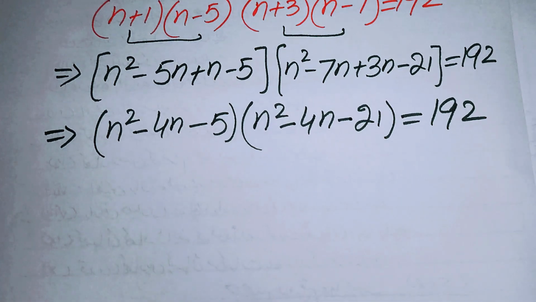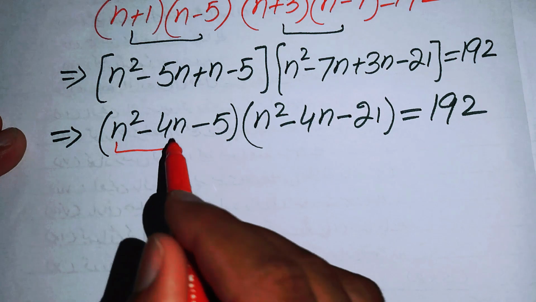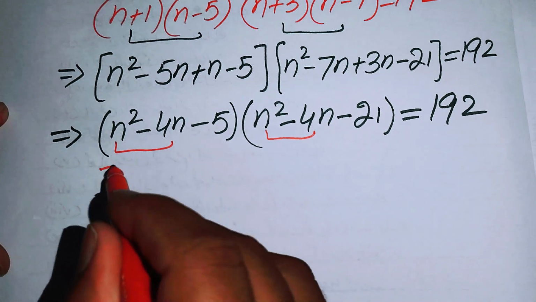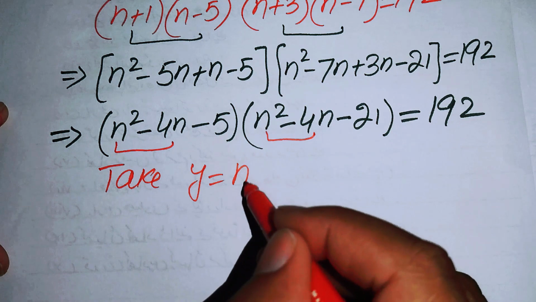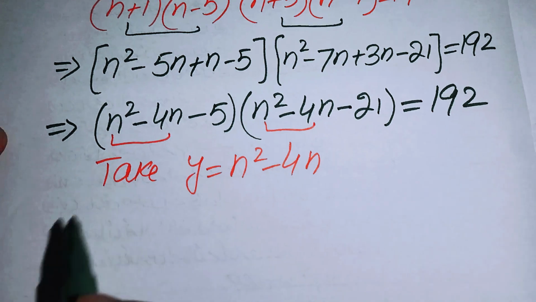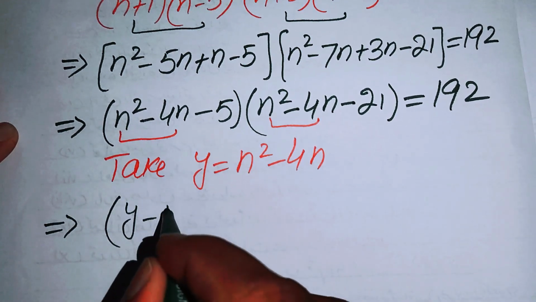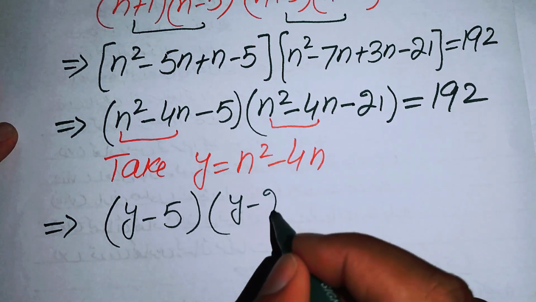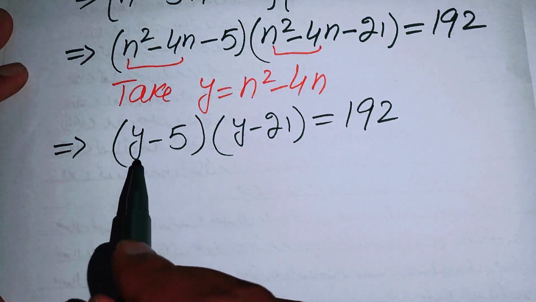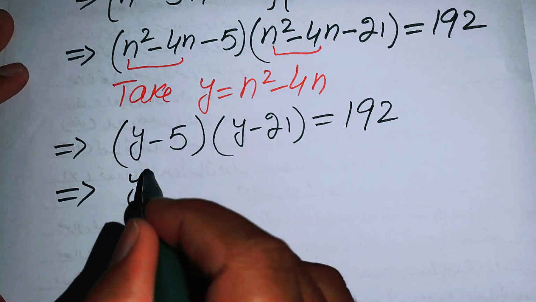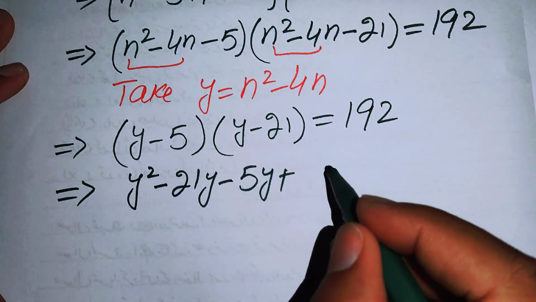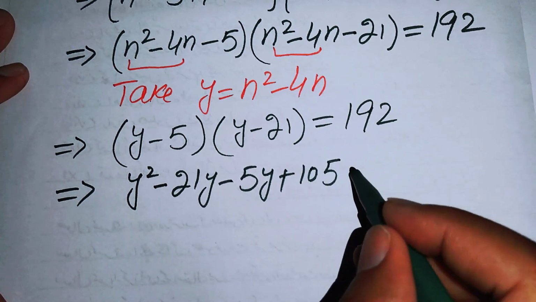And now you see that here we have n squared - 4n as the common term in both factors, so I can take y = n squared - 4n. This expression becomes (y - 5)(y - 21) = 192. And now we can again multiply these two factors, and you get y squared - 21y - 5y + 5 times 21, which is 105, equals 192.